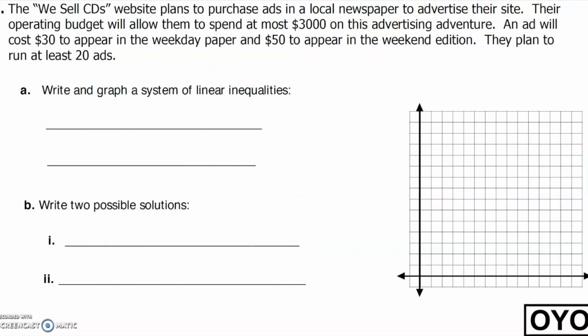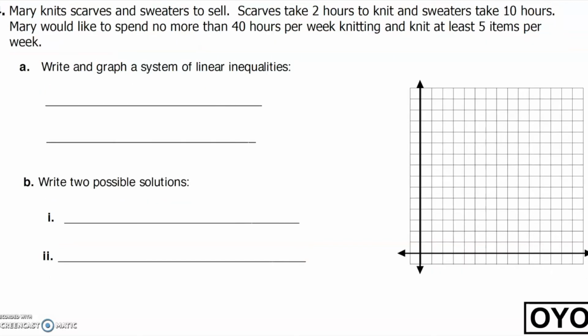This next problem is on your own. Remember to write your let statements. Also highlight important information in the problem. Write the system, graph it, and write two possible solutions. The next problem is also on your own. Write your let statements, write the system, graph it, and write two possible solutions.